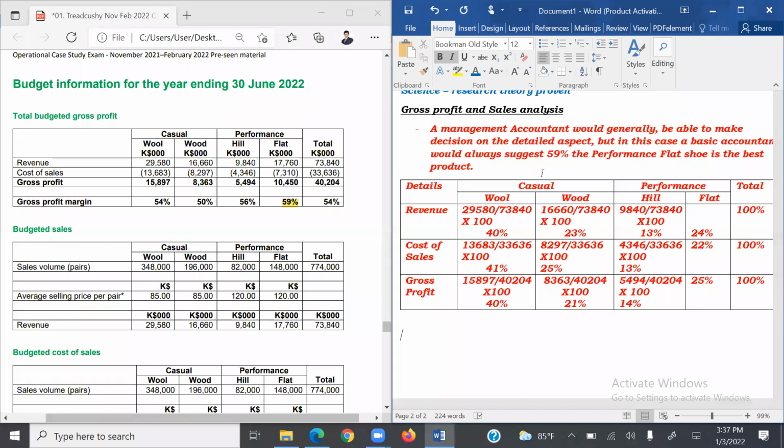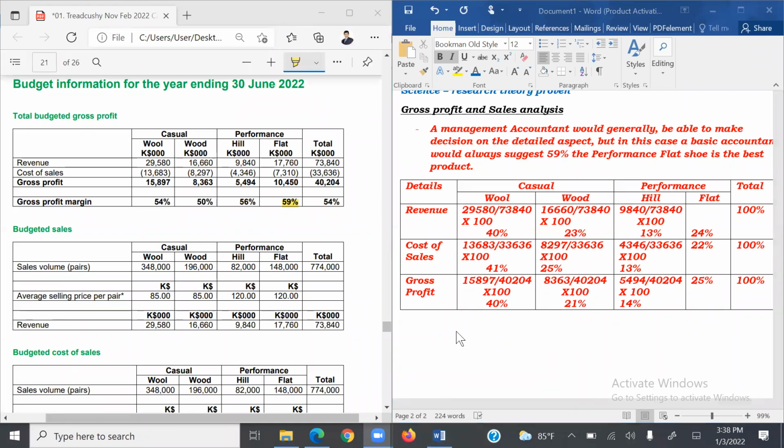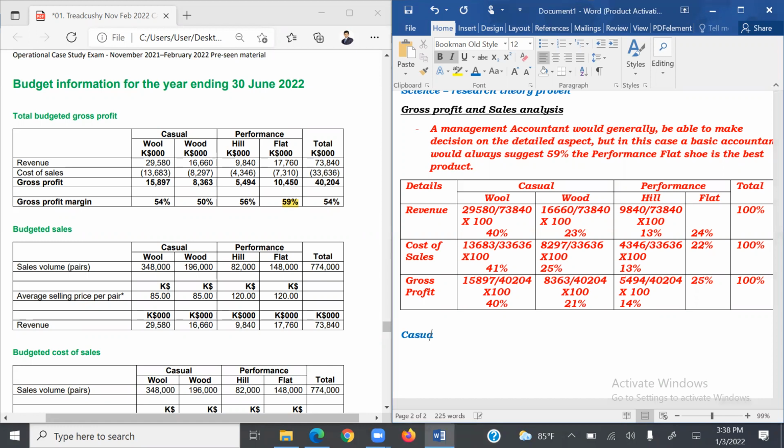Waiting for your response, students. Which should be the best? Casual wool, excellent. Yes, sir, casual wool generally sells more and contributes more to the business.